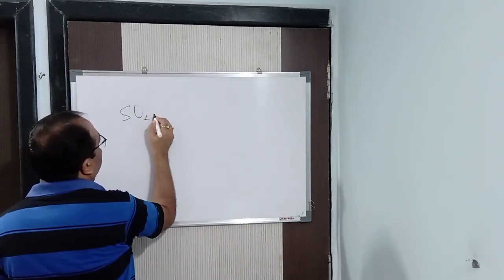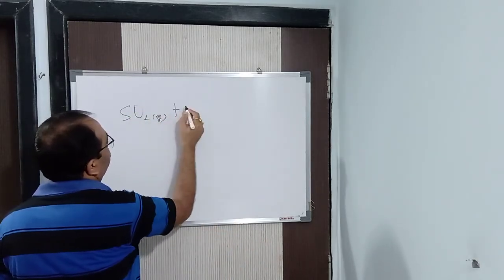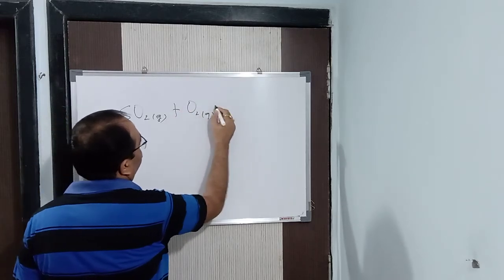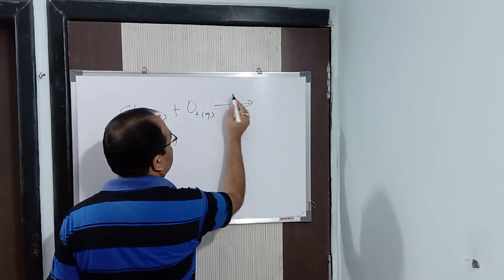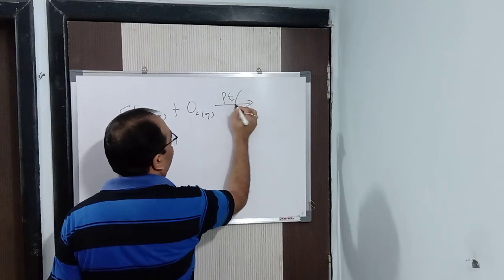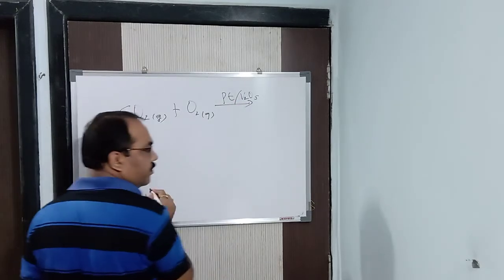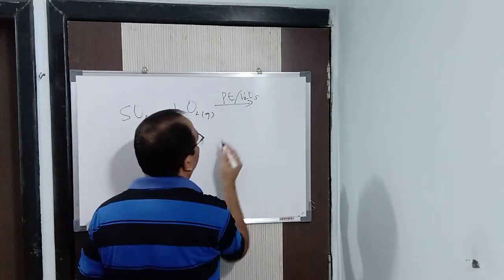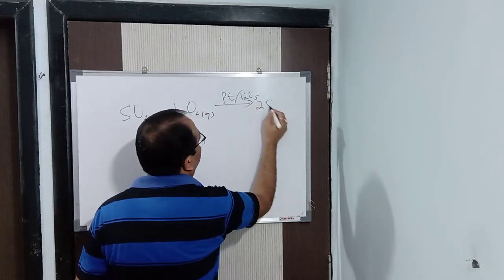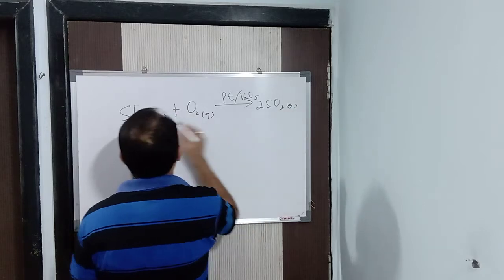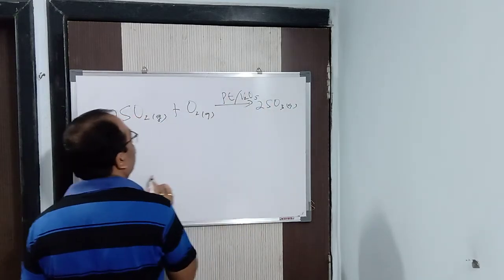It is a common example that you have read in lower classes: SO2 gas plus O2 gas. This reaction takes place with Pt or vanadium pentoxide, V2O5, as a catalyst, to give 2SO3 gas. 2SO2 gas will give you 2SO3 gas.